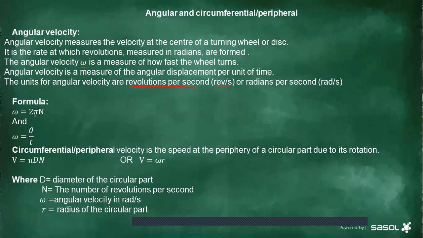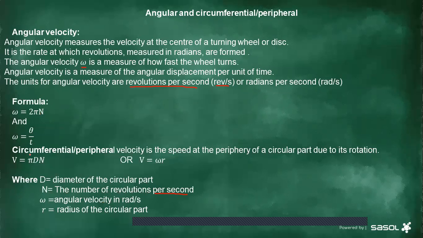Where pi, we all know pi. And then what is n? You can see n is the number of revolution per what? Per second. So we always have to calculate angular velocity in terms of revolution per second. But if it is given in per minute, we will always convert that, depending on the question.